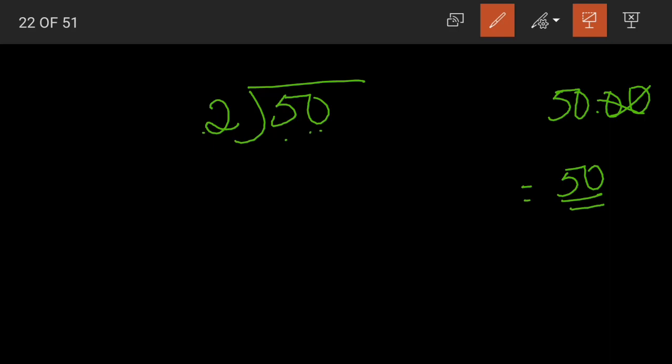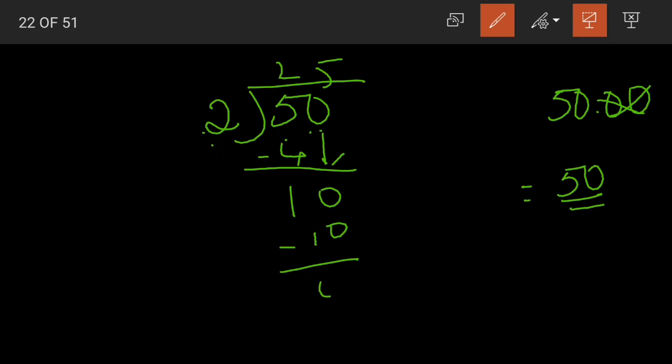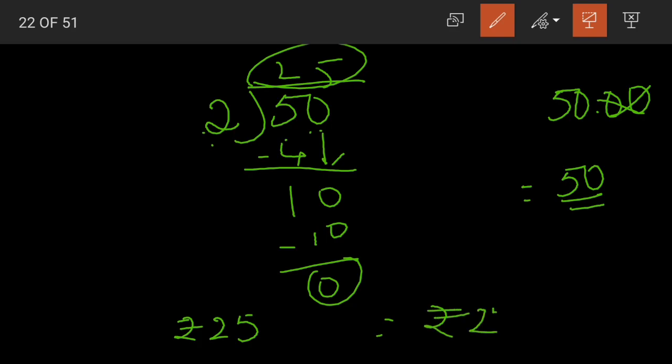So now when we divide 50 by 2, 2 2s are 4. When we subtract, 1 is remaining, 0 brought down, 2 5s are 10. When we subtract, 0 is remaining. Now what is our answer here? The answer is 25 rupees. You can simply write it as 25 rupees, or if you want to write the paise also, you can write it like this, 25.00. Understood, children? 25 rupees and 0 paise is our answer.